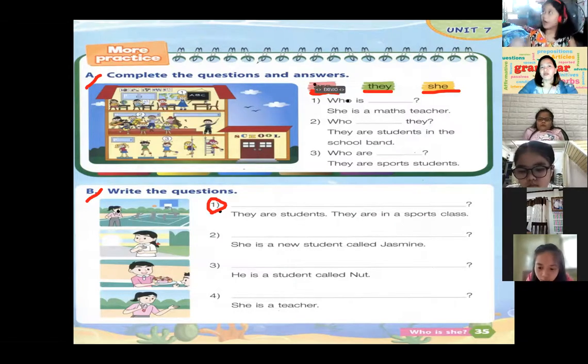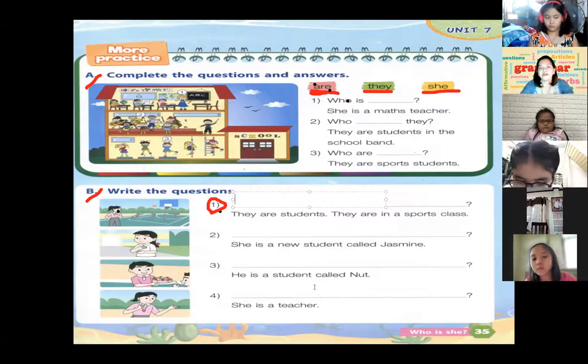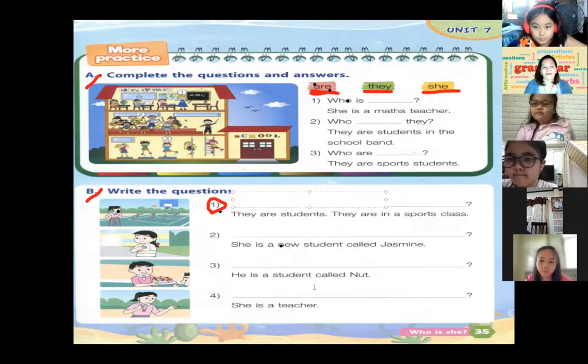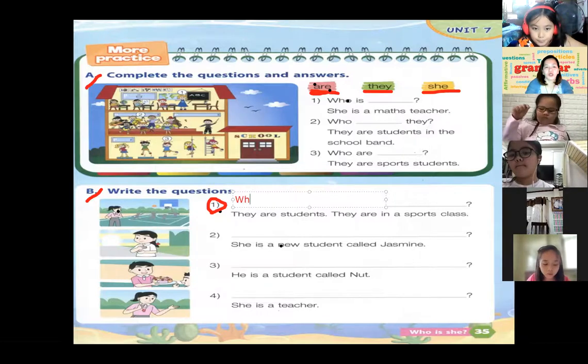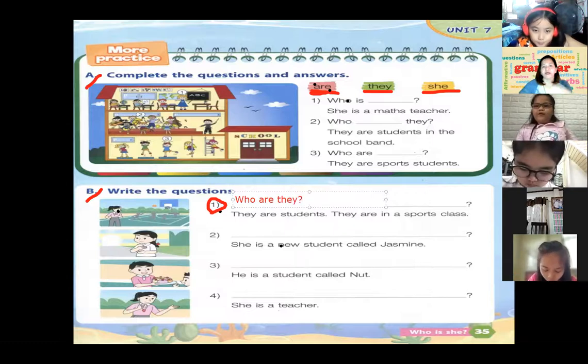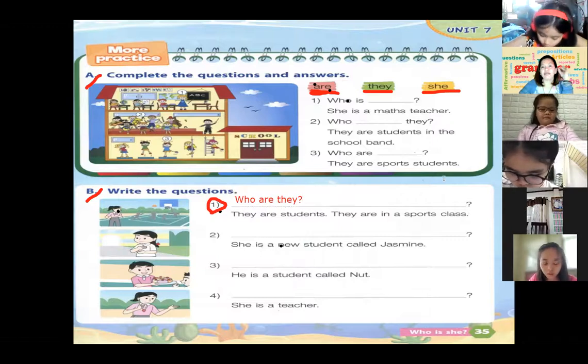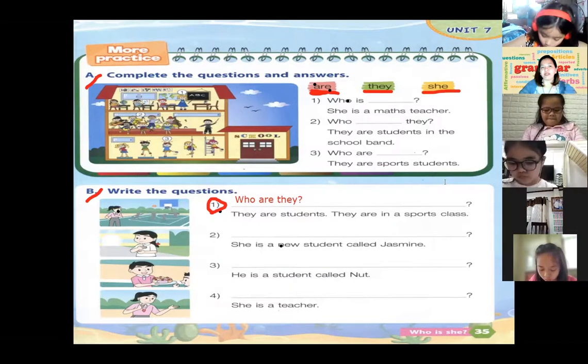Who knows? Do you have any idea? Teacher will give you 2 points. Who can write a question about this sentence? 2 points, everyone. Okay, we always start with who. Okay, who are they? Do you understand? Please copy now so you have an example in your book.